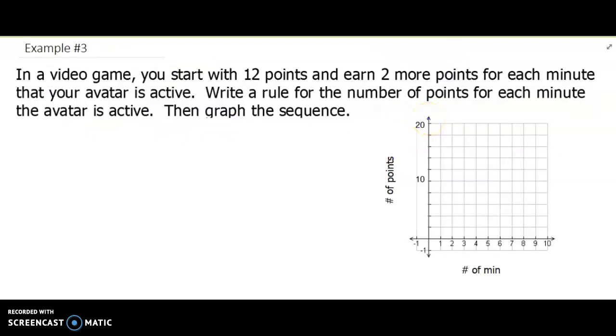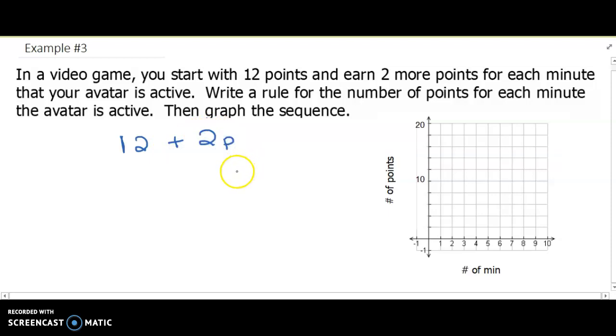All right, so let's look at example 3. It says in a video game you start with 12 points and earn 2 more points for each minute that your avatar is active. So we start with 12, and for each additional minute we get 2 more points.